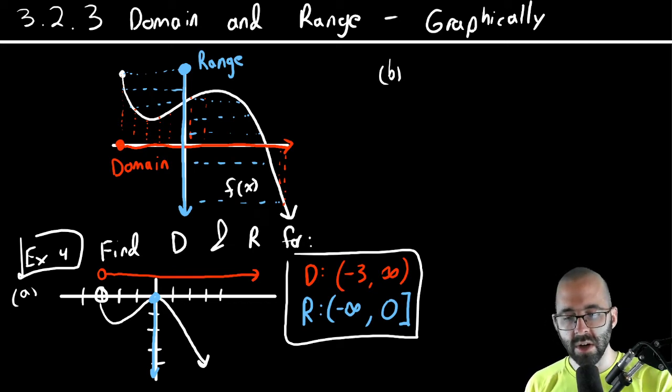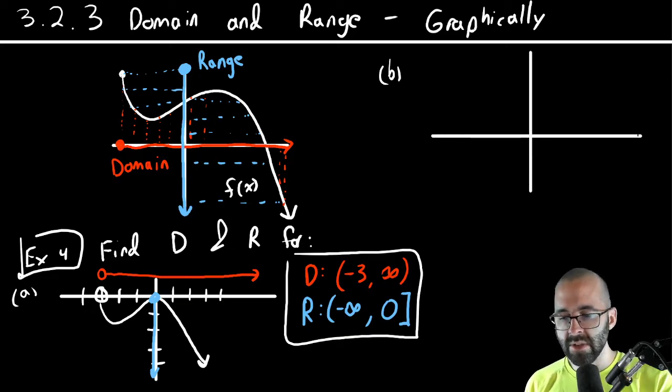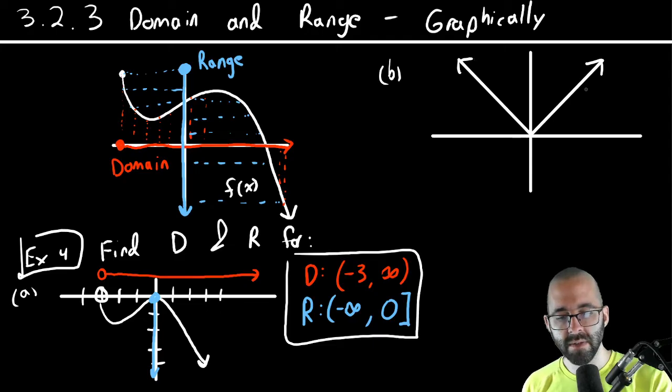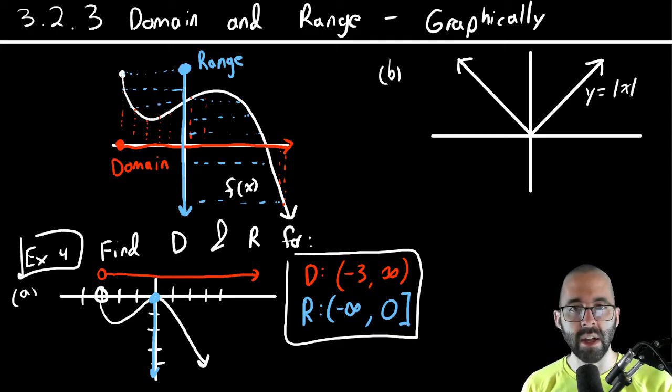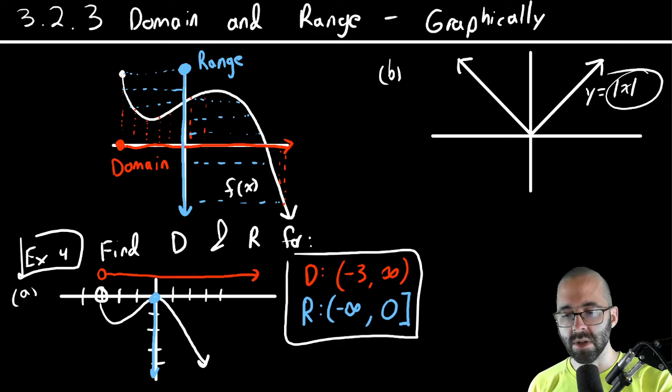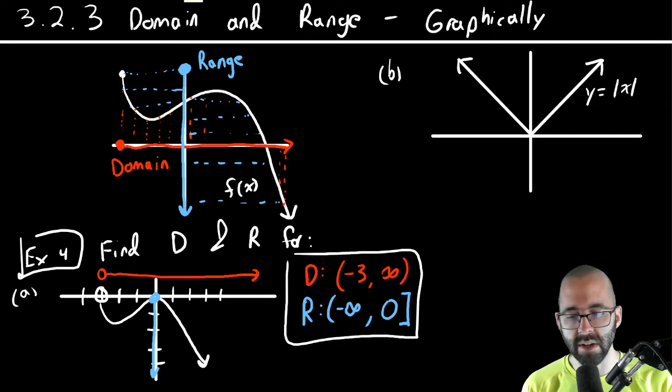B is going to be one of our so-called toolkit functions. These are functions that we are going to see a lot. This toolkit function is the absolute value function. It just looks like a V. If it's a positive number, you keep it positive. If it's a negative number, absolute value turns it positive. That's the absolute value function.